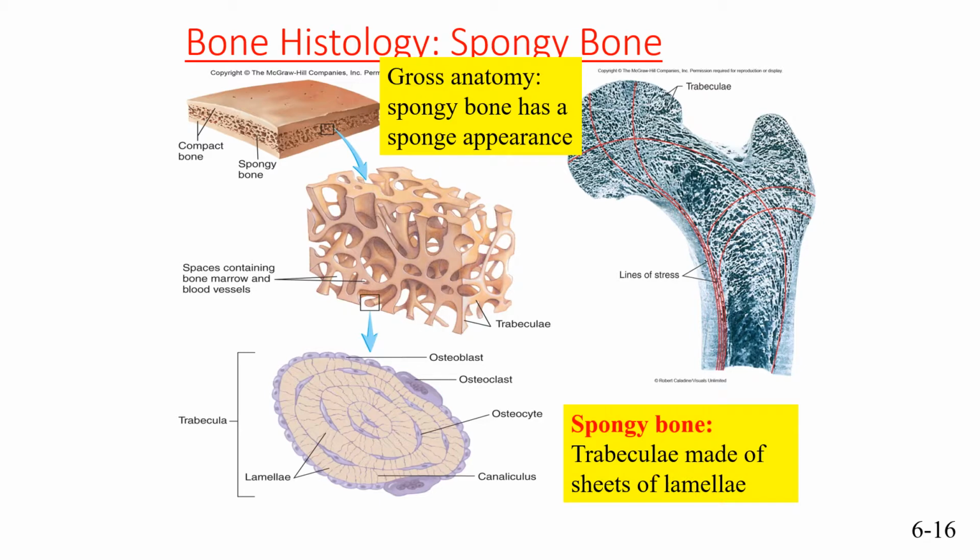Spongy bone is made of plates of matrix called trabeculae. These trabeculae line up along stress lines. The plates of trabeculae give the bone a spongy appearance. The openings or holes within this type of bone tissue are filled with bone marrow and lined with a membrane called the endosteum.